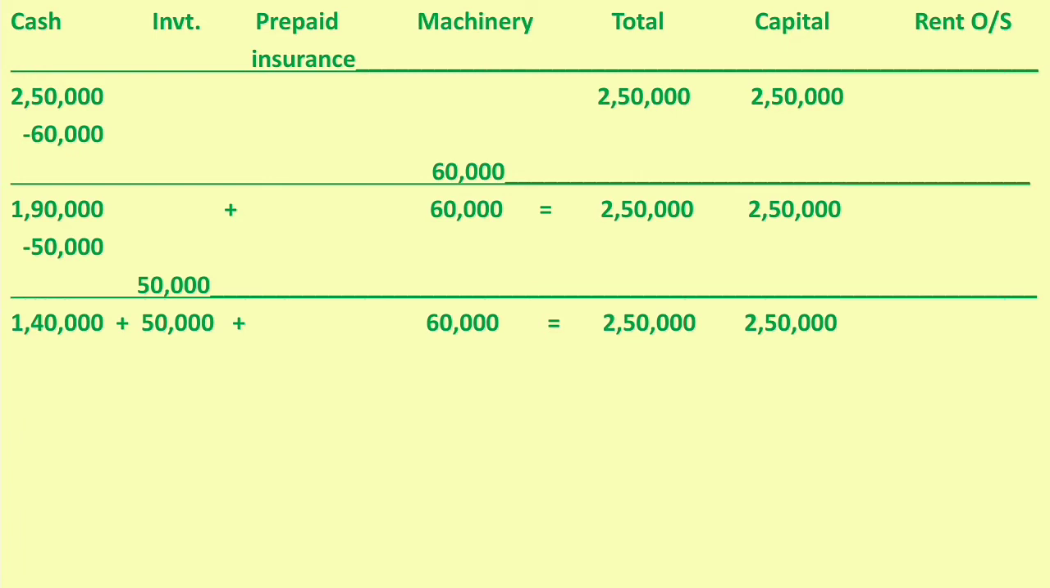Now the next one, prepaid insurance 2,500. Prepaid or paid in advance. Business paid an expense in advance. It is not related to the current accounting period. It is related to a subsequent period. As per our accounting concepts, the expenses of a particular period only can be recorded in that period. Here it is related to a subsequent period. So we cannot record it in this period.